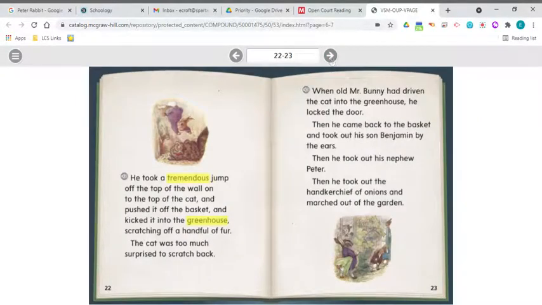He took a tremendous jump off the top of the wall and on to the top of the cat, and pushed it off the basket and kicked it into the greenhouse, scratching off a handful of fur. The cat was too much surprised to scratch back. When old Mr. Bunny had driven the cat into the greenhouse, he locked the door. Then he came back to the basket and took out his son Benjamin by the ears. Then he took out his nephew Peter. Then he took out the handkerchief of onions and marched out of the garden.